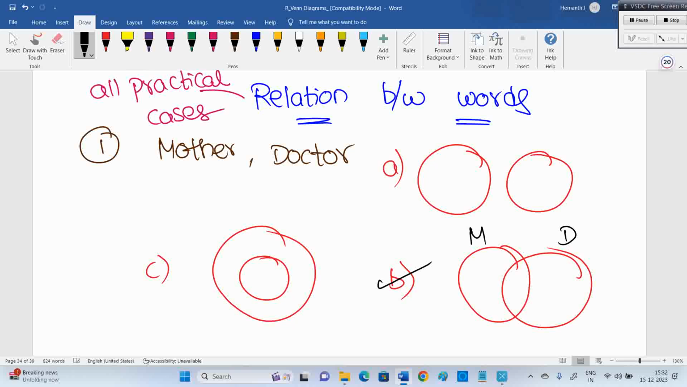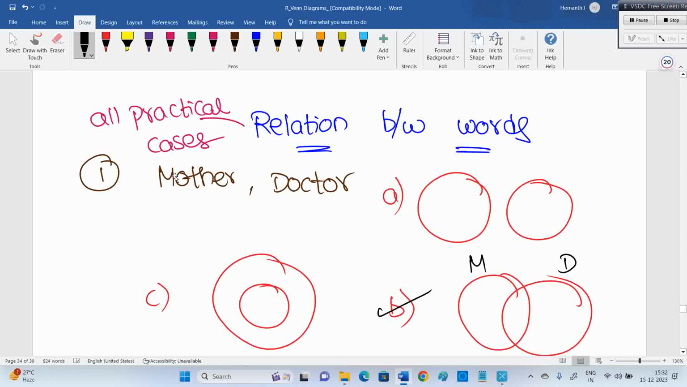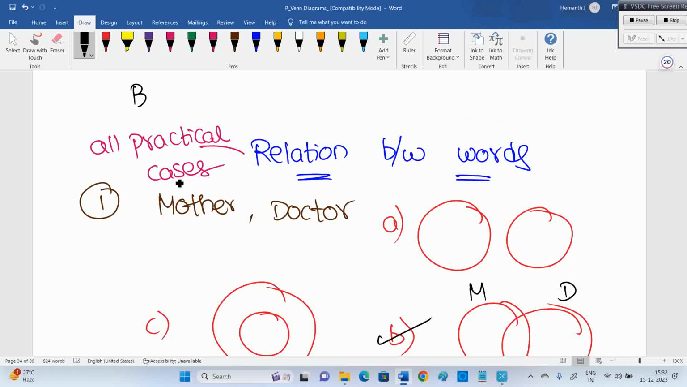No mother is a doctor is meaningless. There are some mothers who are in the doctor profession. There are some doctors who are already mothers. So we can go vice versa like this. So B is the correct one. Like this, you need to select the best suitable diagram. That too, okay, I had to mention that word. Best suitable diagram among options considering all practical cases.